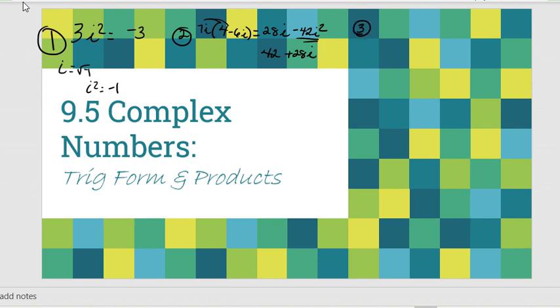Number three, this one is 2 minus i. Whoops, not -2. I got to fix that. It's just 2 minus i times 3 plus 2i.